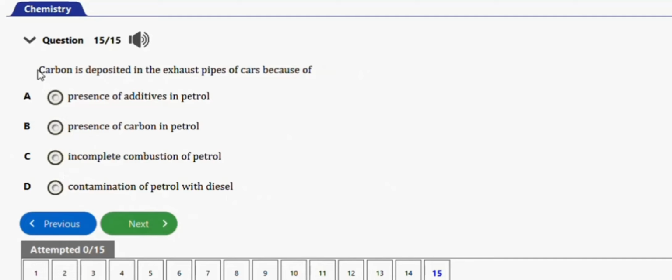The last question to end this video is this one. It says carbon is deposited in the exhaust pipes of cars because of presence of additives in petrol, presence of carbon in petrol, incomplete combustion of petrol. Yeah, so that's it for this question, option C, the right answer.